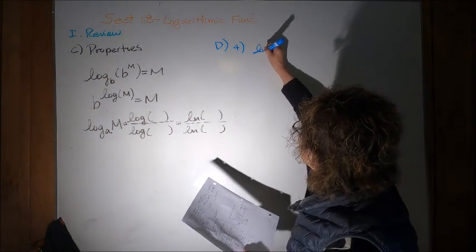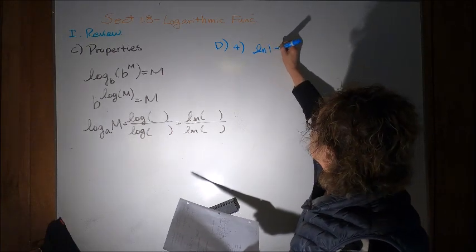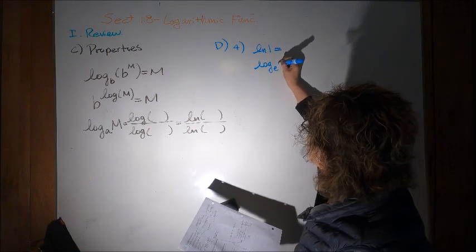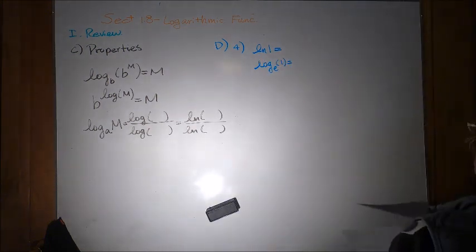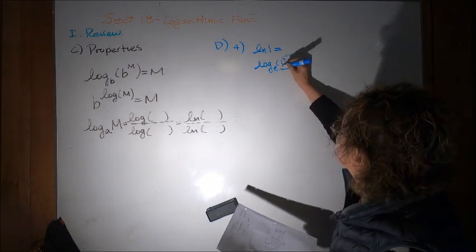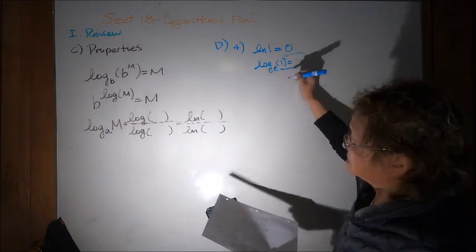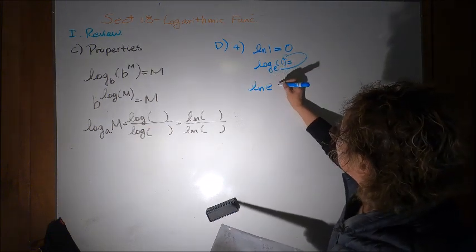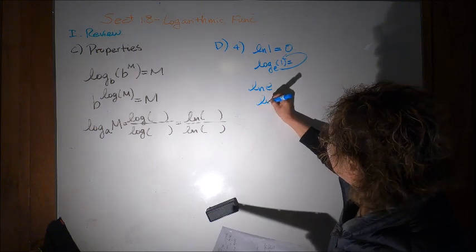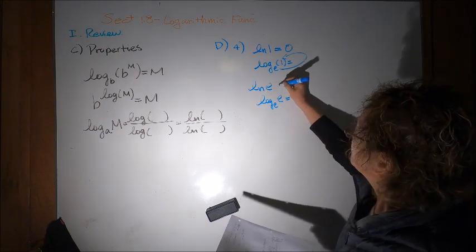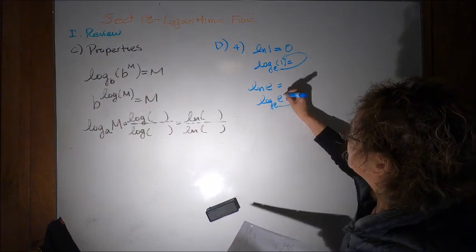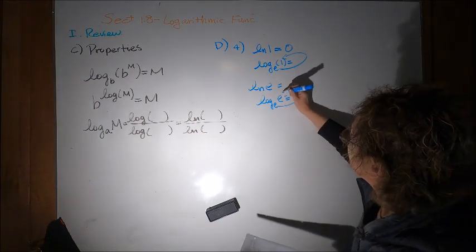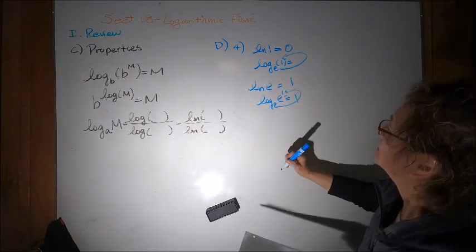And natural log 1 equals, so natural log means what? Log base e of 1. What do you think? E to the what power is 1? Anything to the 0 power is 1. And natural log e, that would be what? Log base e. What do you think? E to the what power is e? It's a power of 1 actually, so it's 1.